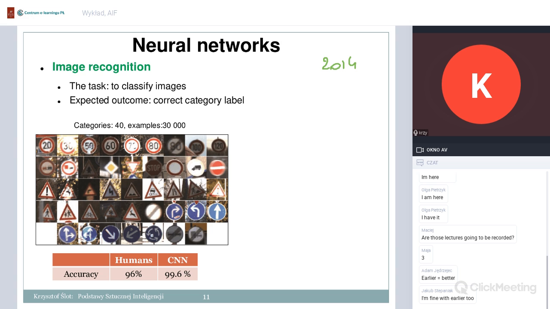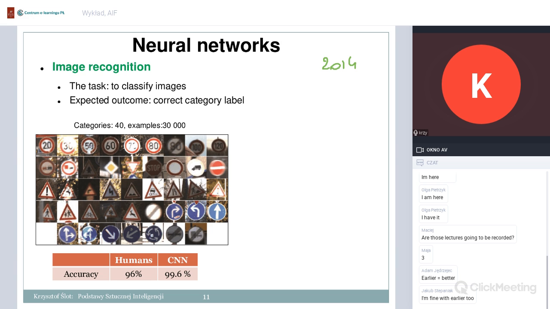And using this 2014 architecture for the problem, which involves 40 different categories, the network was trained, because we are training networks. I will comment on it later. It appeared that neural networks were beating us actually 10 times. We were making 4% errors, networks 0.4% errors.